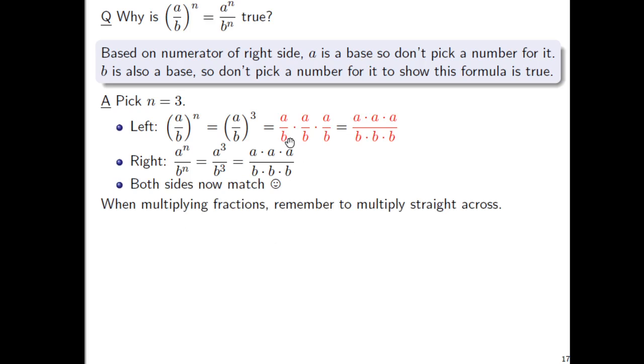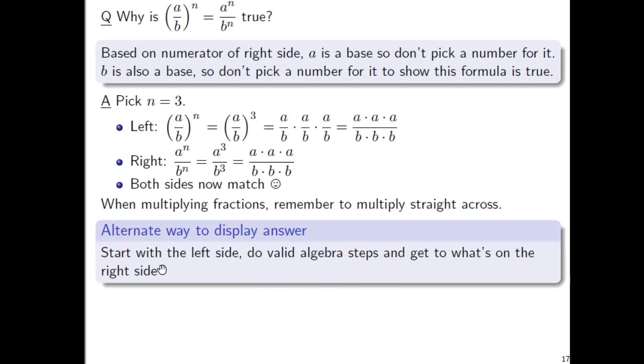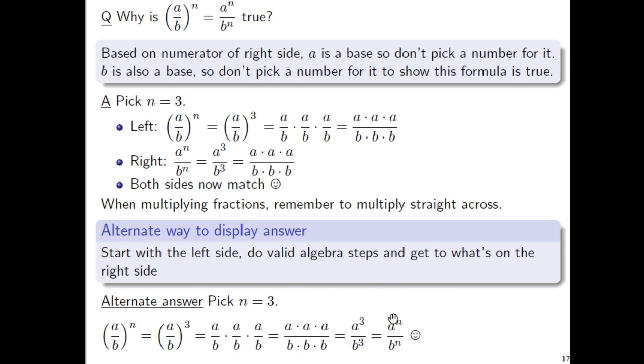Just as a reminder here, when multiplying fractions, just be sure to multiply straight across. There is an alternate way to display the answer to this question. So if you like what's written here, great. But another way to do this is to do valid algebra steps starting with the left side to eventually get what's on the right side. So this is essentially the same work.